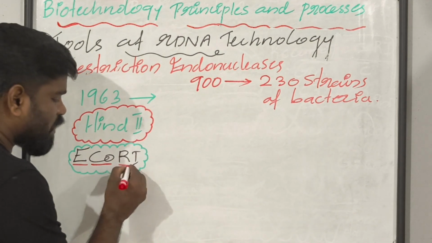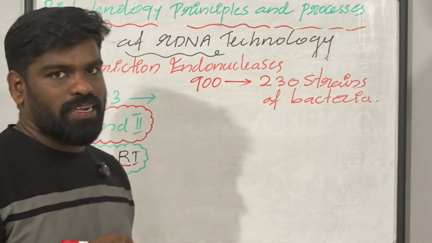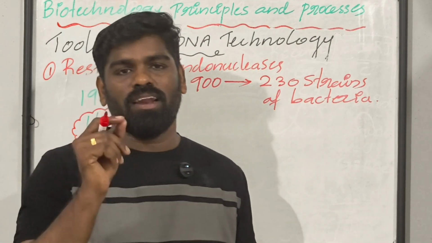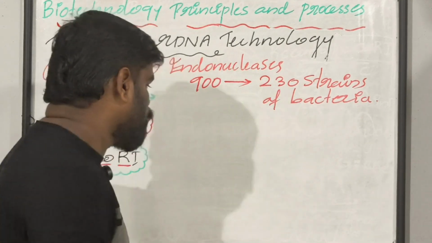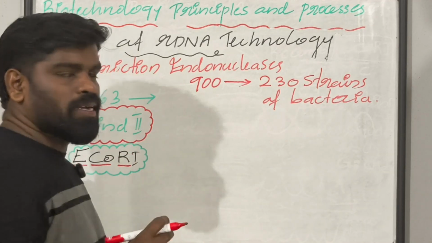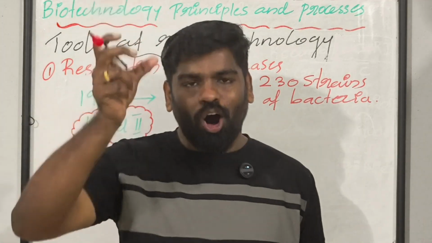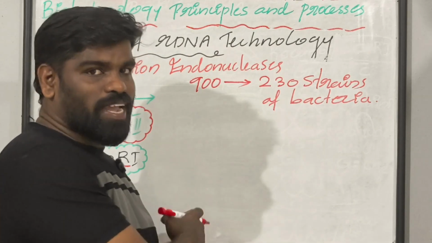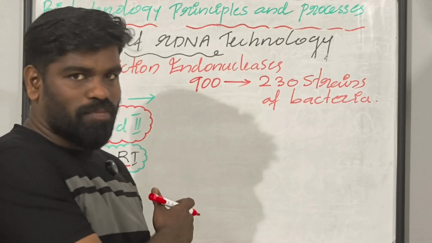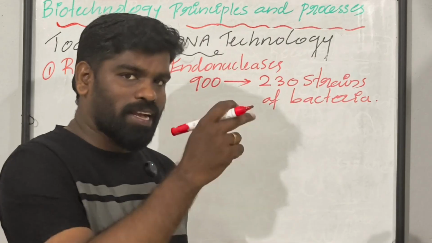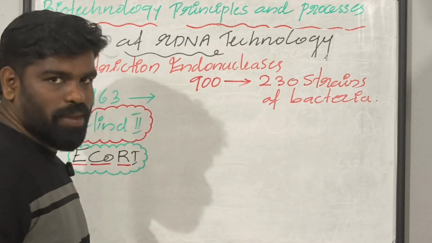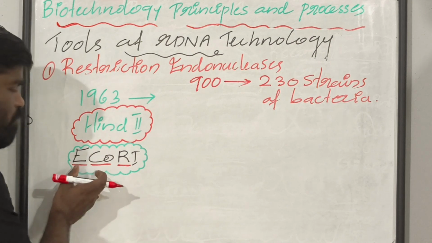Now, R is actually the strain of bacteria, the type of bacteria. I told you RY13. R is the strain of bacteria. Now, the Roman number indicates the order in which this enzyme was isolated from this strain of bacteria. So this enzyme isolated from this strain of bacteria, that is the Roman number. So that's all about the naming.